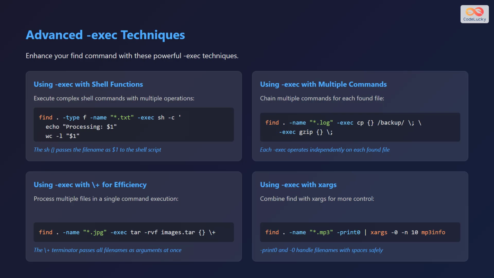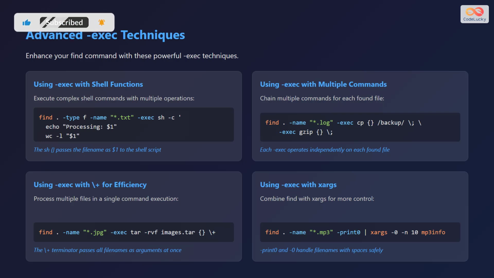To use exec with multiple commands, chaining them for each found file, use the command find . -name "*.log" -exec cp {} /backup/ \; -exec gzip {} \;. Each exec operates independently on each found file.